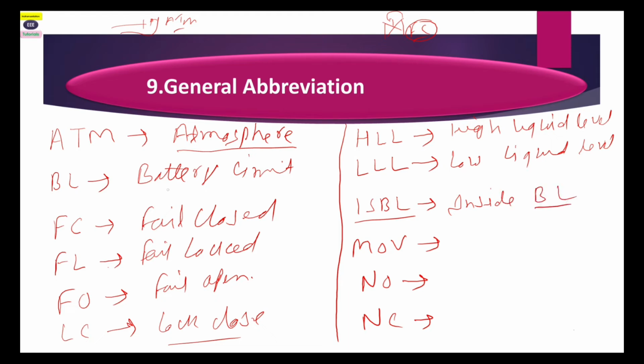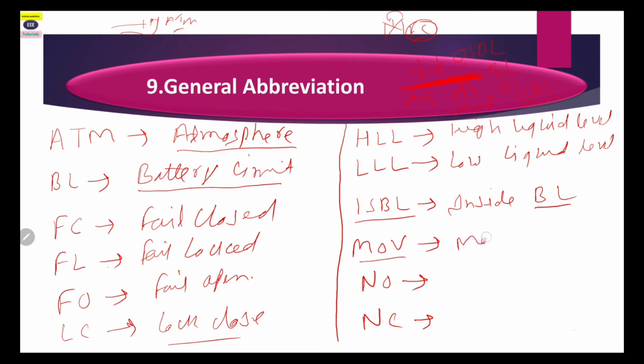What is the battery limit? This is the battery limit where all the streams are coming into the unit, and where the product is going out from the unit. When we talk about the area from this battery limit to our unit, this is called the inside battery limit, and this is the outside battery limit. So this is the meaning of battery limit, inside battery limit, and outside battery limit. We will see outside battery limit also in our next PPT.